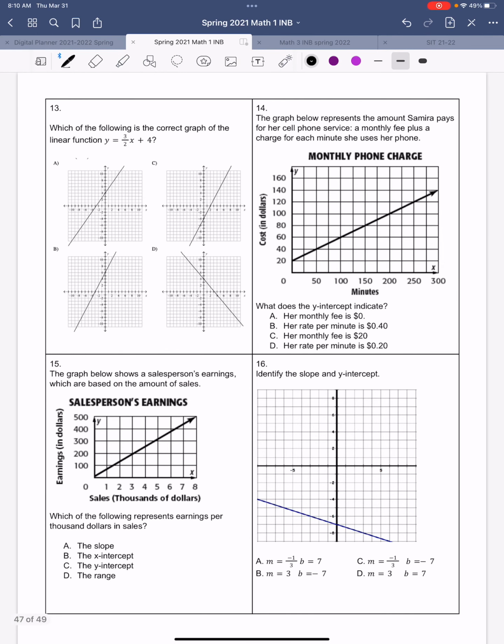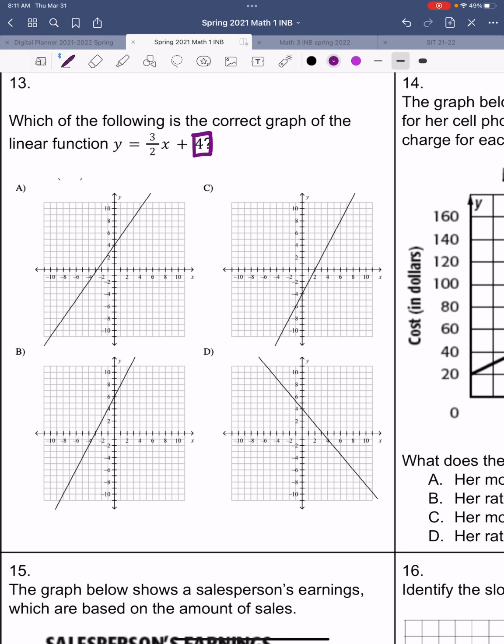Now 13. 13 says which of the following graphs is correct. So the first thing I'm going to look at is my y-intercept. So if I look at my y-intercept, I'm looking for a y-intercept of 4. So this A has a y-intercept of 4. This one has a y-intercept of -4, so we're going to cross out C. Then we have a y-intercept here of 6, so we're going to cross out B. And this one has a y-intercept of 4.